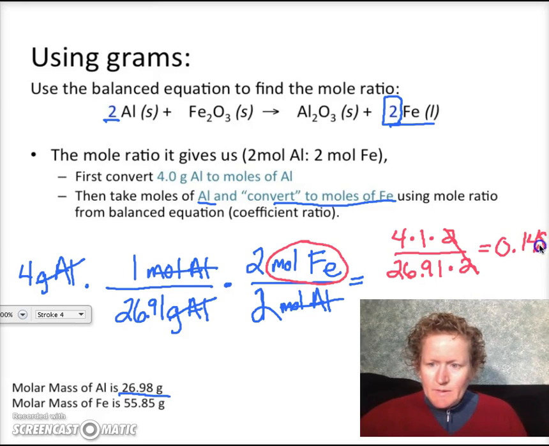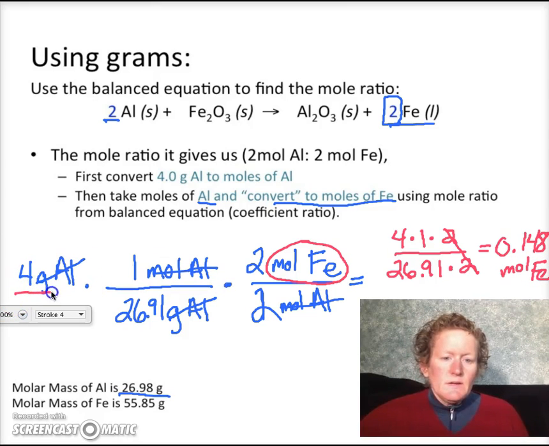We'll go 3 places here, moles of iron, which is pretty small, but we only started with 4 grams of aluminum, which is a tiny bit of aluminum, so that's about right.